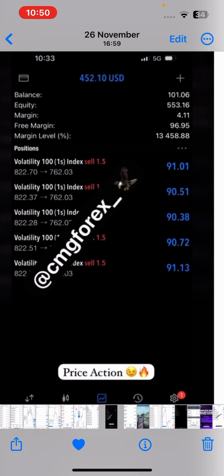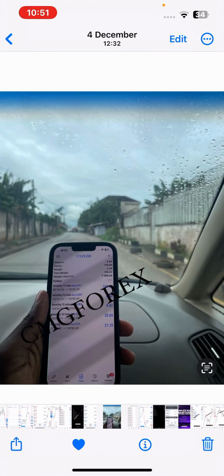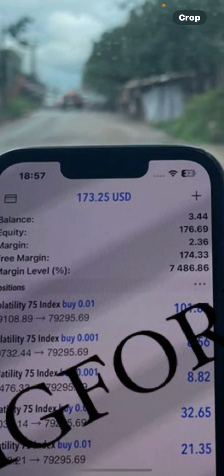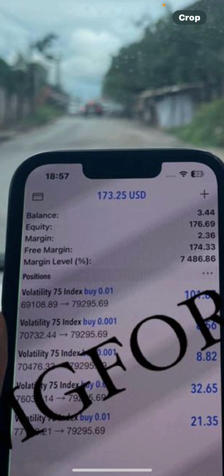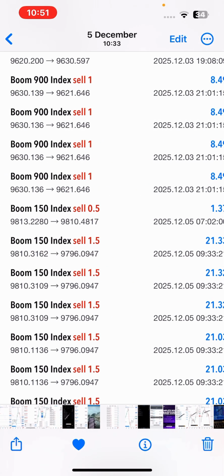Okay, I think we saw this one before. Okay, this is great. You can see this trade was actually $3 to $173. So this is what skill does for you. When you have the right skill, capital is not even a problem. Do you understand that? Imagine taking $3 to $200 plus. That's something crazy.